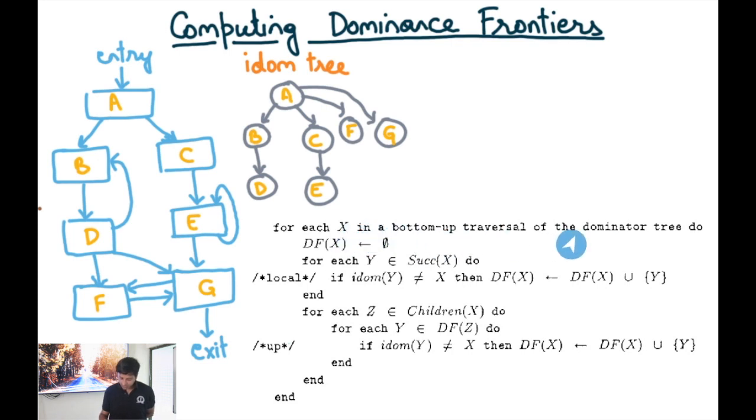So for each X in a bottom-up traversal of a dominator tree, initialize the dominance frontier DF to the empty set. For each Y belonging to the successor of X, where this successor relation is based on the control flow graph.